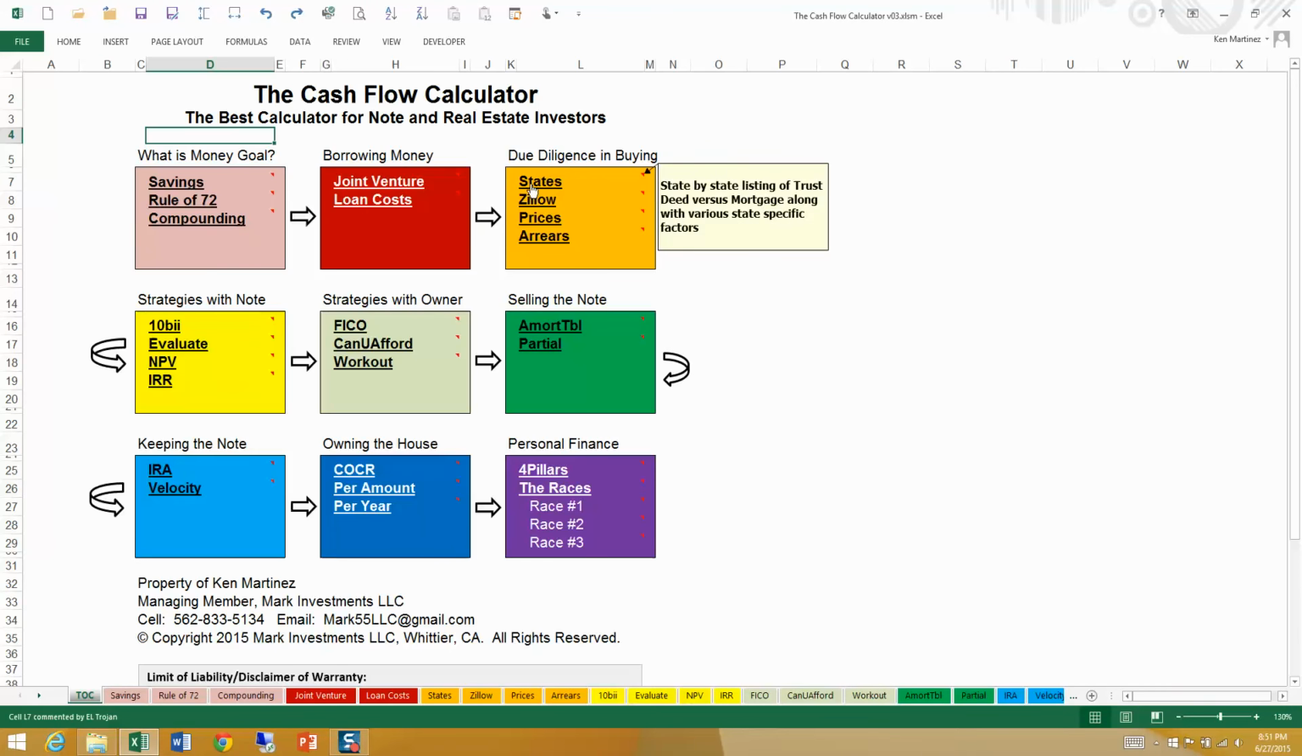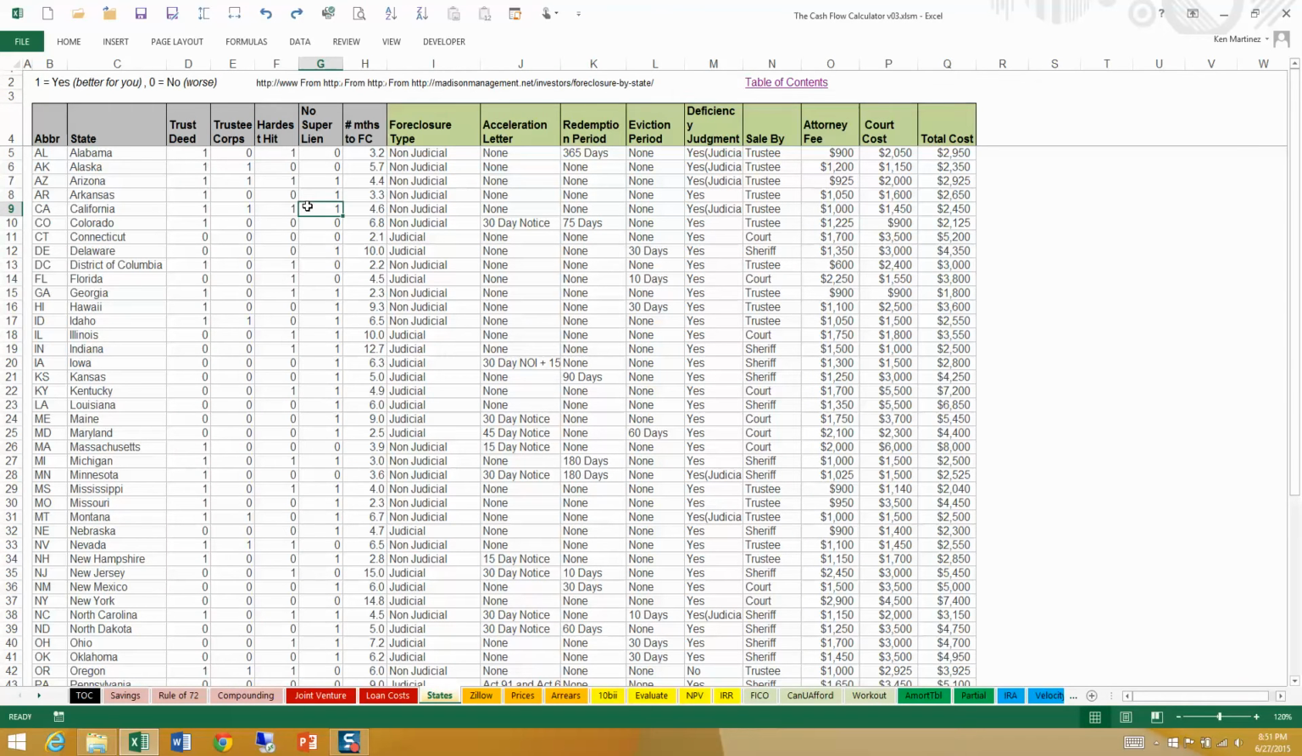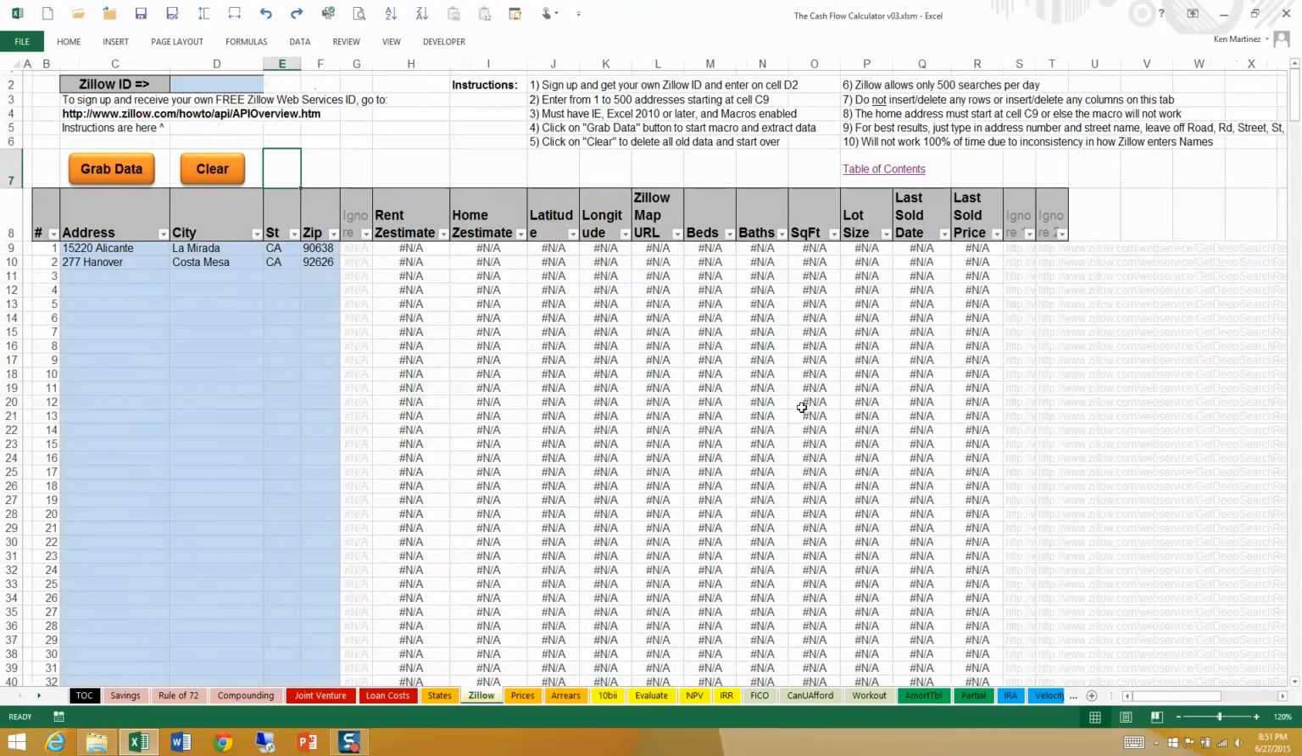The orange section, due diligence. The states tab is really just a reference tab of each state along with specific information you'll need to know, like hardest hit state and trustee states and so on. The next tab is Zillow. This will actually grab all the pertinent information from Zillow for up to 500 addresses. You input the list here, click on the button, and it will programmatically and automatically, assuming you are connected to the internet, get everything for you.